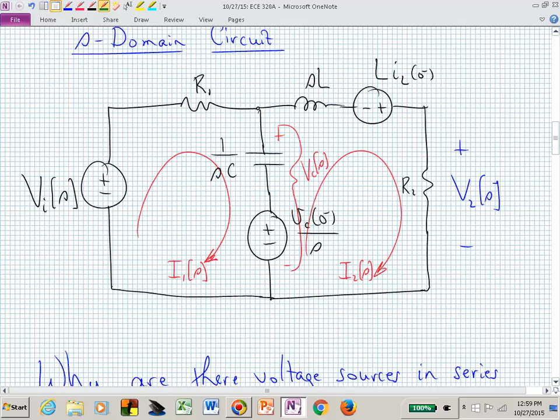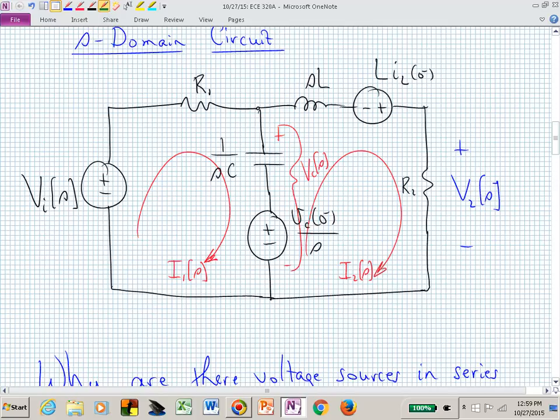What if we want to solve for capital V sub 2 of S? If we are solving this with mesh analysis, how many equations are you going to have? Two. You have two meshes to write equations for. And we can write this first mesh. Do you see that it's minus V sub I plus R1 I1 plus 1 over SC times I1 minus I2 plus V sub C of 0 over S. That's mesh 1, and we can write that immediately in a matrix.